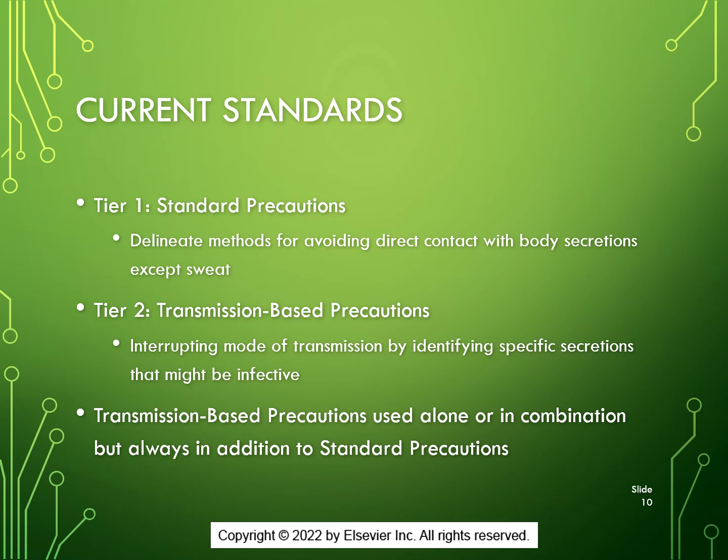Current standards consist of two tiers developed by the Healthcare Infection Control Practices Advisory Committee of the CDC. Tier 1 is standard precautions and Tier 2 is transmission-based precautions. Standard precautions delineate methods for avoiding direct contact with all body secretions except sweat, whether or not visible blood is present.